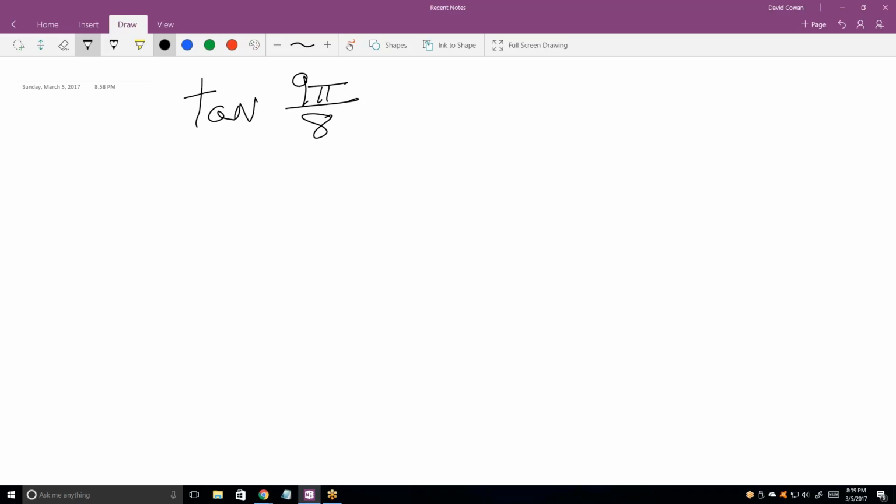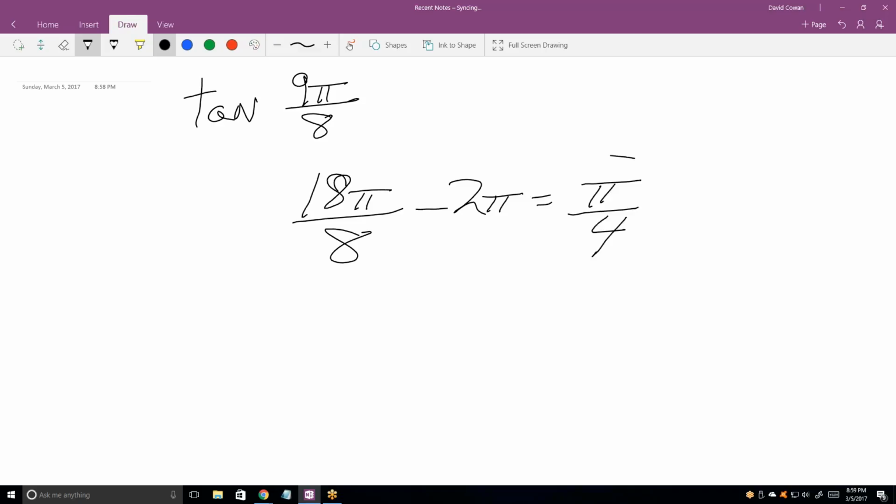Well, let's see. If I took half that angle, that's 9 pi over 16, but I don't think I know that one. So I don't want to do the half. What if we doubled it? The double becomes 18 pi over 8. If I subtract 2 pi from that, I've got pi over 4. And I do know that.